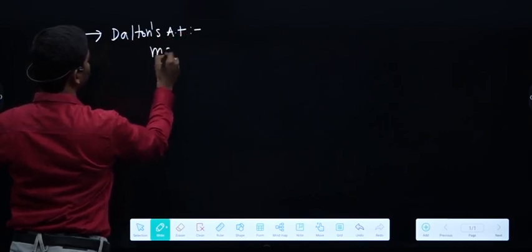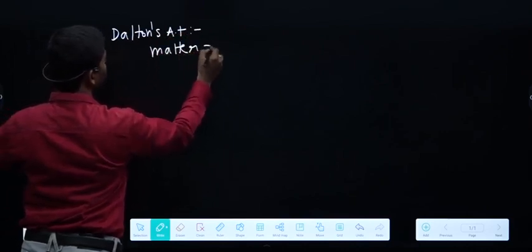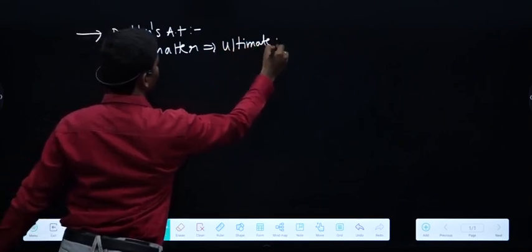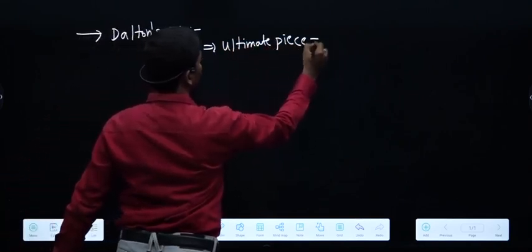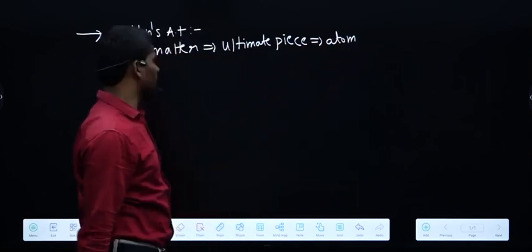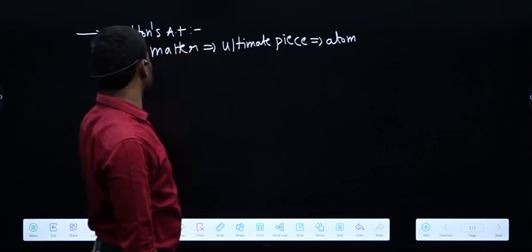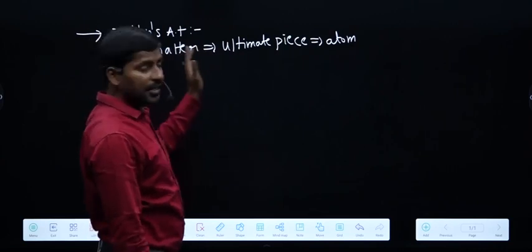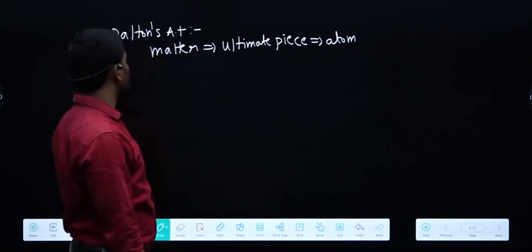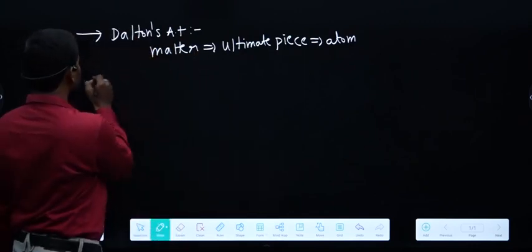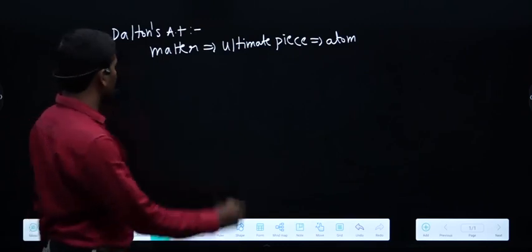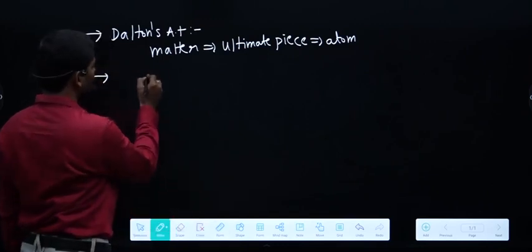you cut matter into various pieces, the ultimate piece obtained, the final piece obtained, is said to be an atom, which is not further indivisible or uncuttable. So the atom is the ultimate particle obtained if you cut matter into various pieces according to Dalton's atomic theory. But later various scientists discovered many particles inside the atom. Out of those, the fundamental particles are what?